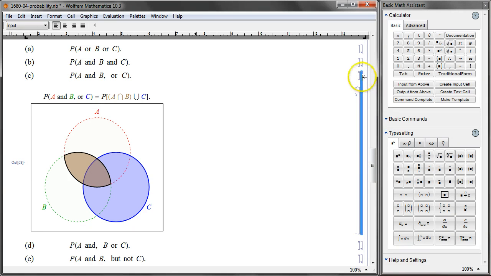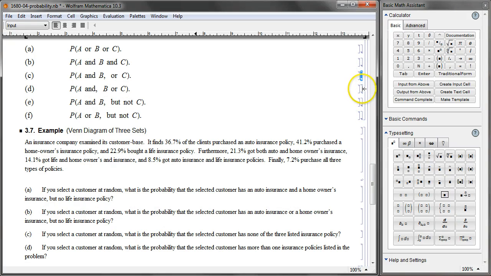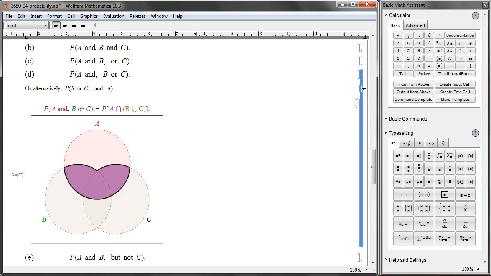How about the other? A and B or C. B or C first, so we get the union of B, C, so we get actually the entire circle B and circle C, and A, so we have to consider among those circle B, circle C, we have to get the region inside A only, shaded kind of like this.